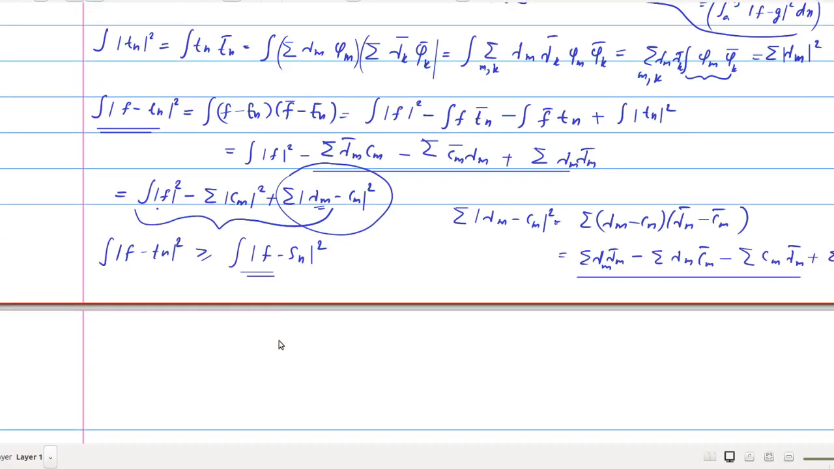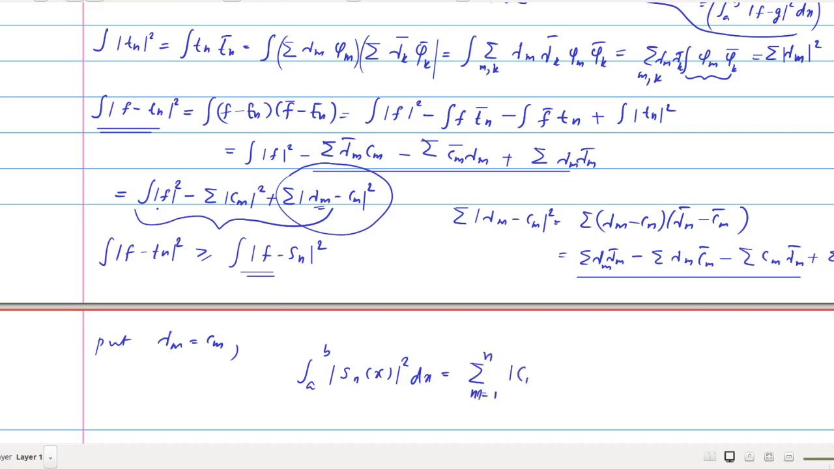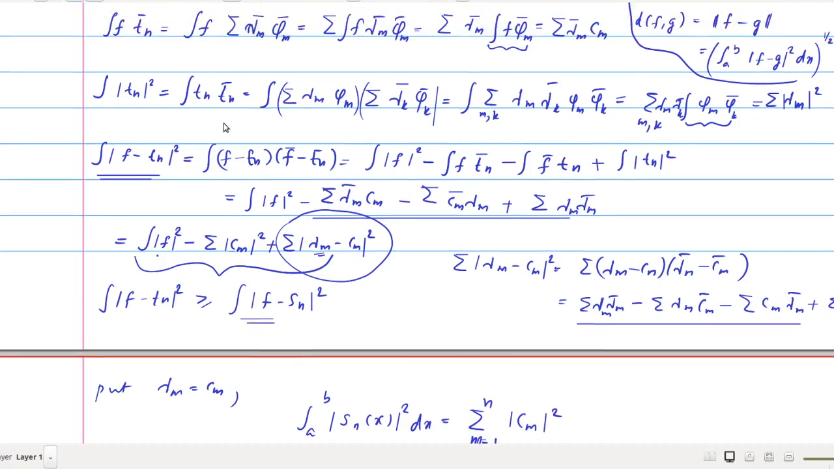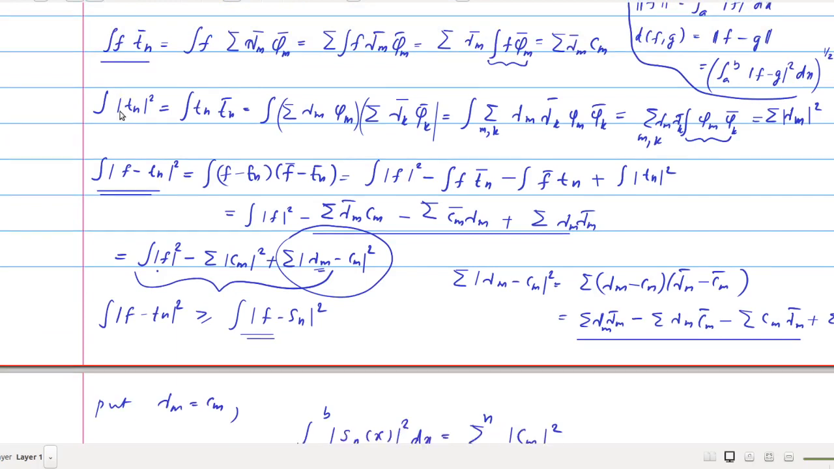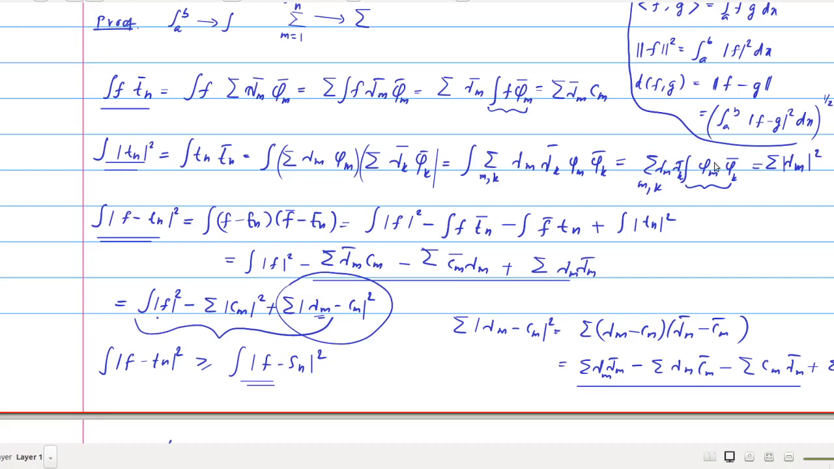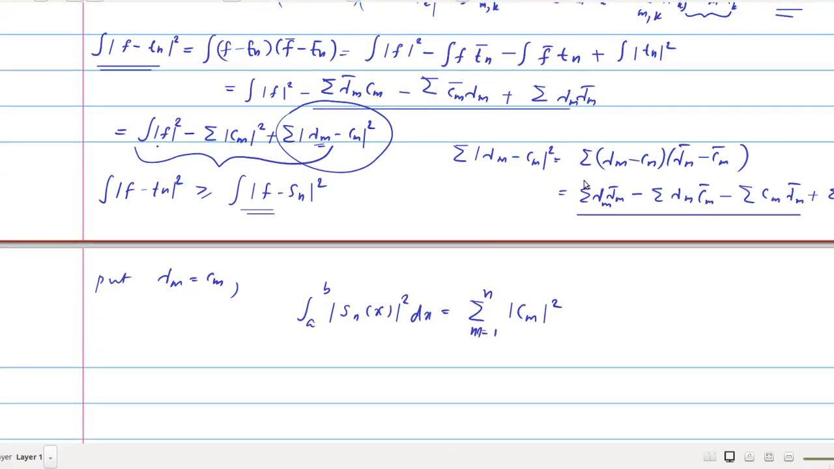In that case, if you put gamma m equal to Cm, then we obtain integral a to b mod Sn of x square dx. What is this quantity? This quantity is nothing but summation m equal to 1 to n mod Cm square. That is already discussed. We have discussed that this integral mod Tn square is summation gamma m square. So if you replace Tn by Sn, then you get Cm square.